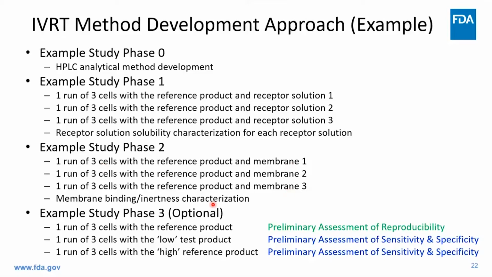And then optionally, you might look at the comparison of the reference product as well as the low and high products. And this gives you a preliminary assessment of reproducibility, because you're going to be using the same receptor solution and membrane as you've already assessed for one of the conditions here. And now you're getting a preliminary assessment here. Now, this is just one way to approach it. There are ways to actually combine these and streamline things as well. So that's method development. We then proceed into the validation.